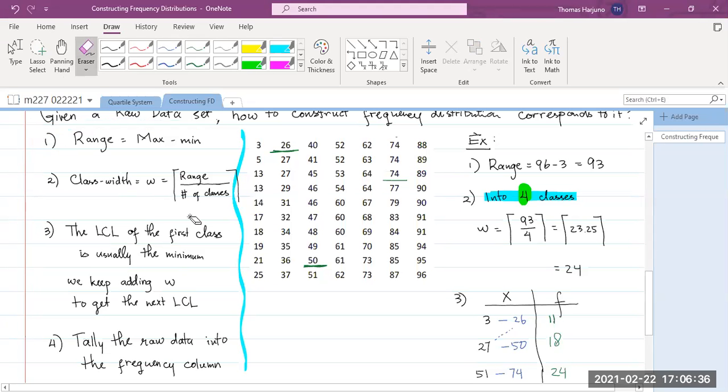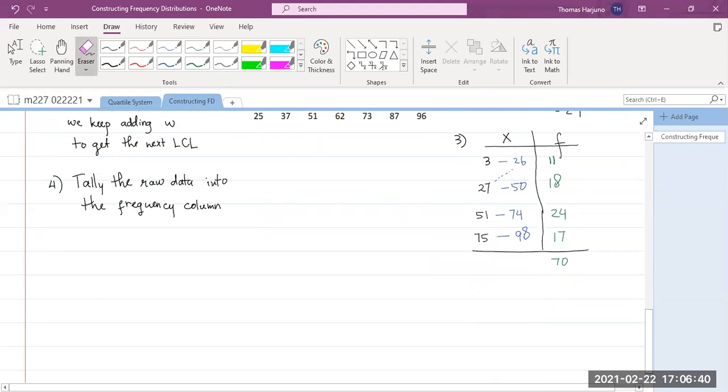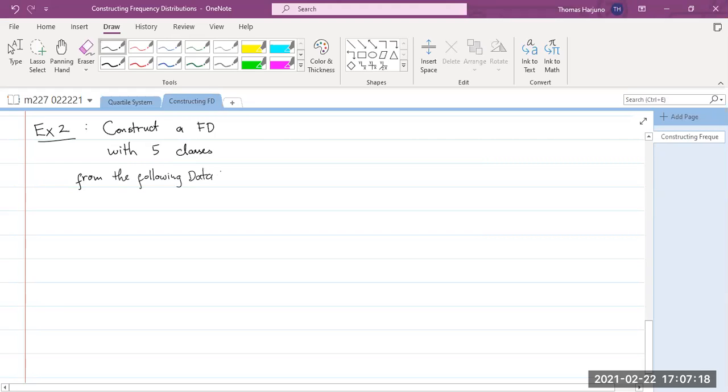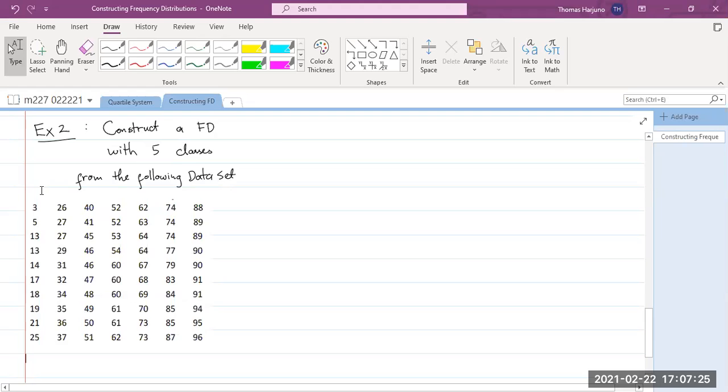Now, let me give you the same data set. The same data set, but this time you construct, this is example 2, construct a frequency distribution with 5 classes from the following data set. So instead of 4 classes, we do 5 classes right now.